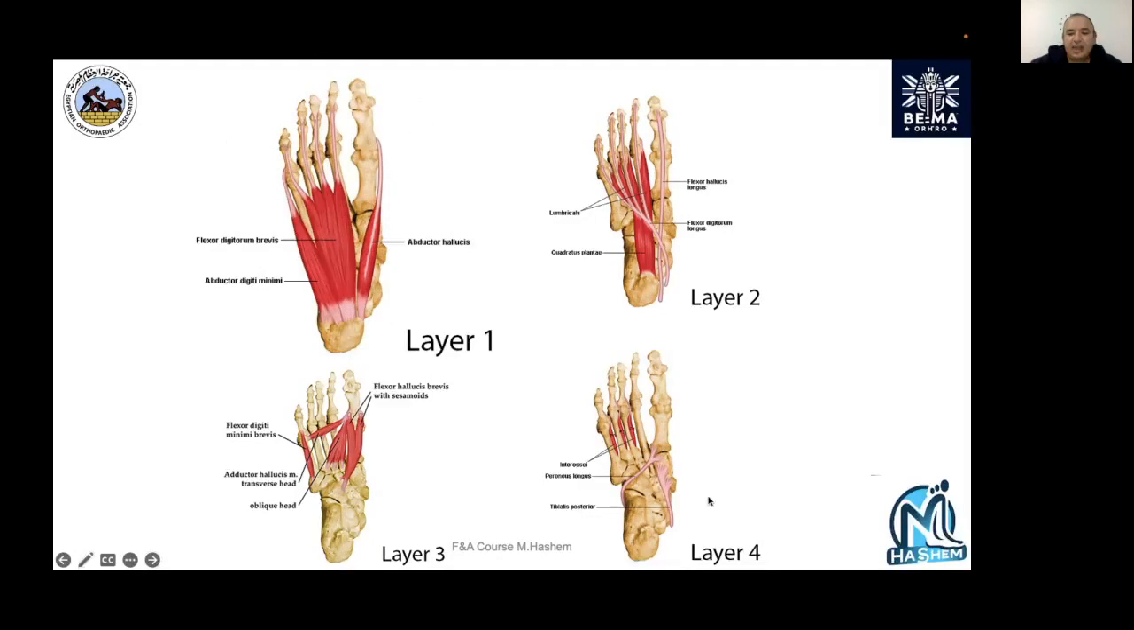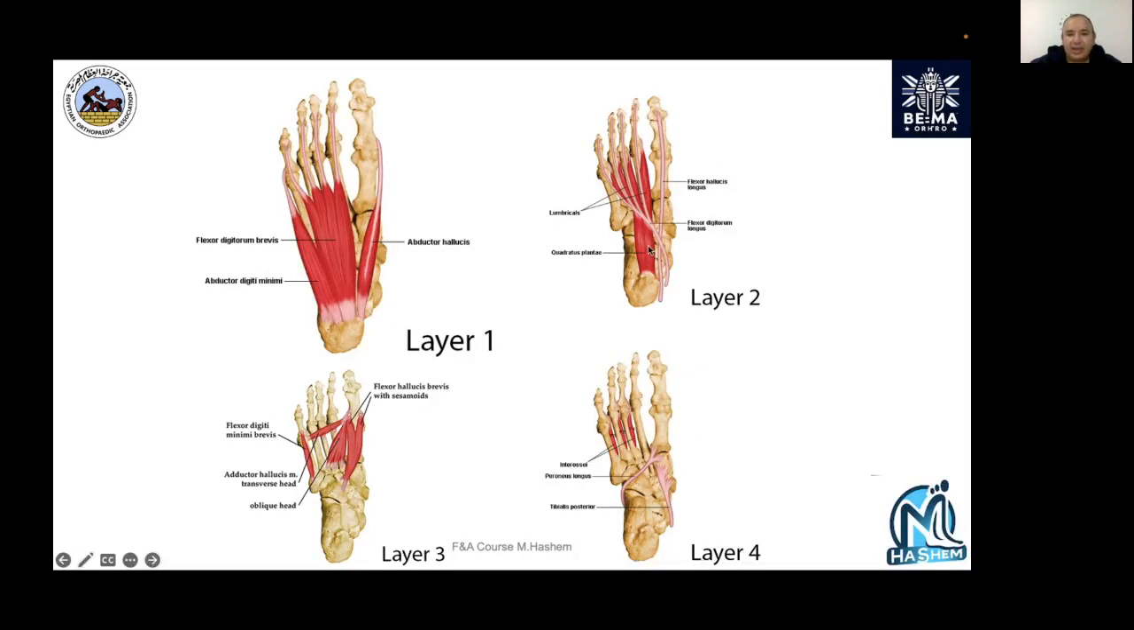So in the first and third layer, you have the short muscles. In the second and fourth layer, you have the long tendons. So in the first layer, you have abductor hallucis, abductor digiti minimi, and flexor digitorum brevis. And on the third layer, you have the flexor hallucis brevis, flexor digiti minimi brevis, and the adductor hallucis. First layer: abductor hallucis, abductor digiti minimi, flexor digitorum brevis. Third layer: flexor digiti minimi brevis, flexor hallucis brevis, and adductor hallucis.